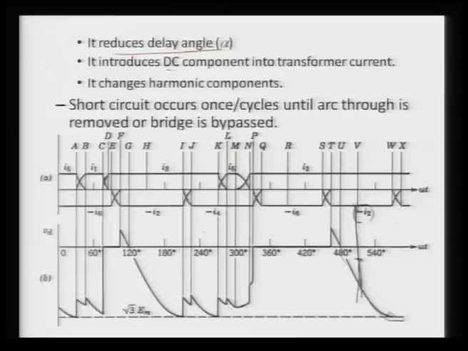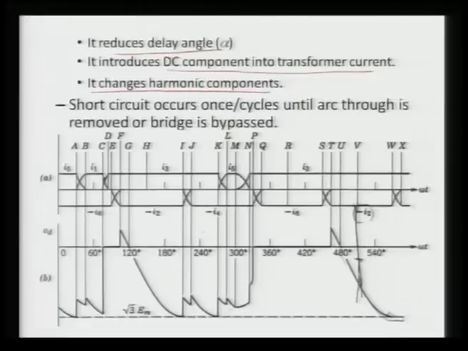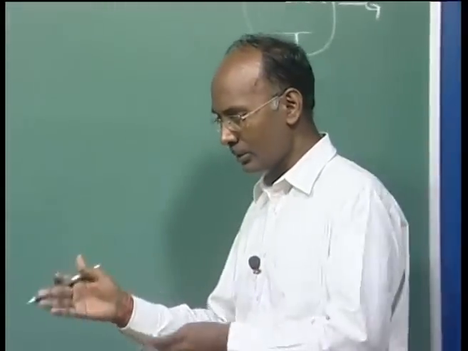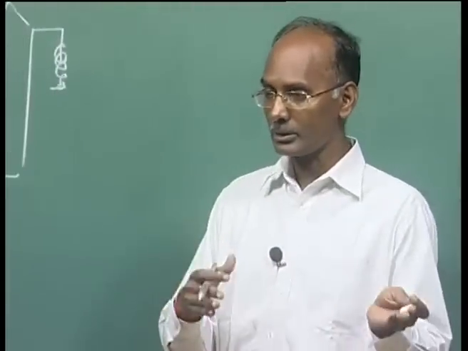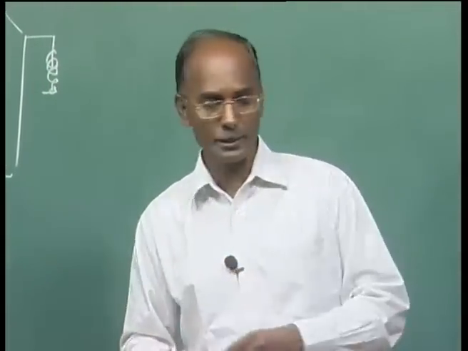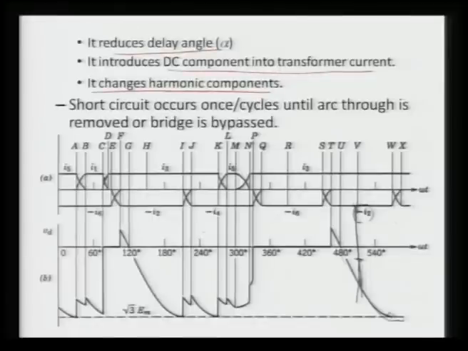It introduces a DC component on the transformer side, meaning the AC side, because so much DC component will be generated and will go there. It also changes the harmonic components, because earlier we were getting the characteristic harmonics, but due to this we get other harmonics on the AC side as well as the DC side. So these are the three problems. Sometimes a short circuit occurs once a cycle until the arc through is removed or the bridge is bypassed. We will see here.